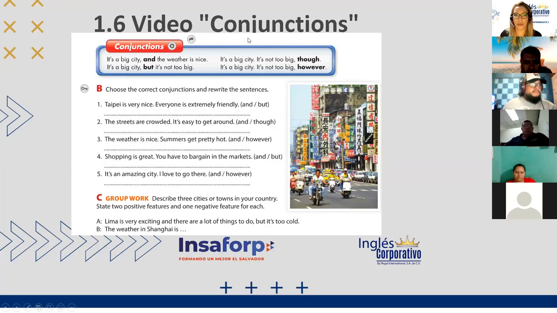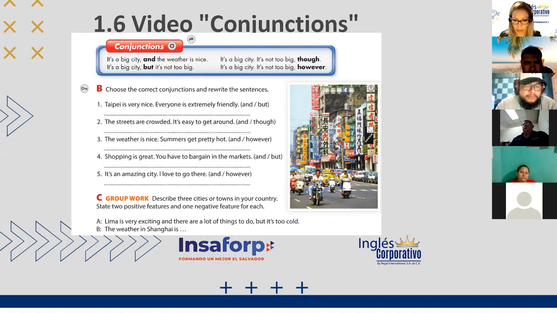Okay, well, this is what you already watched in the video. Those were the conjunctions. Remember that the main function of this is to put sentences together. So that's what they are used for. In the case of "and", it can put together two positive ideas or negative ideas, and then we have "but", "though", and "however". They contrast a positive idea with a negative one.